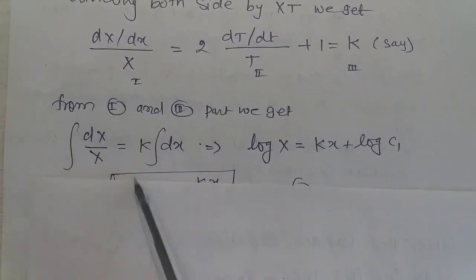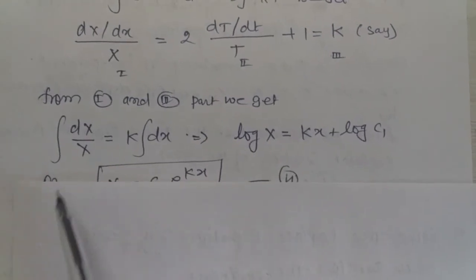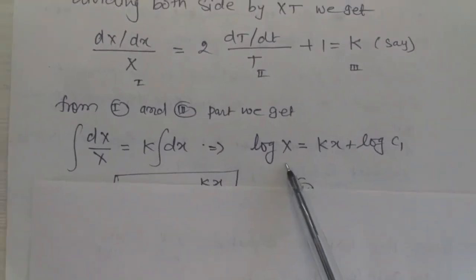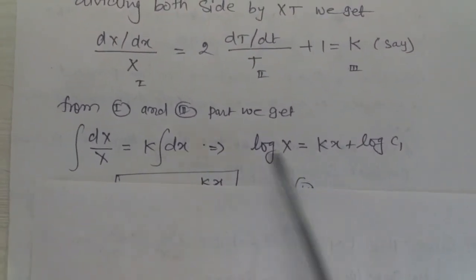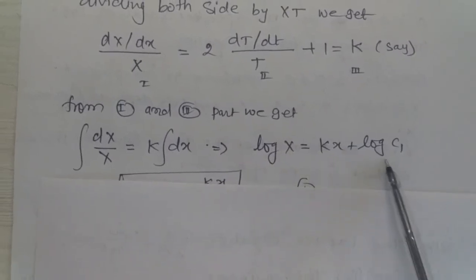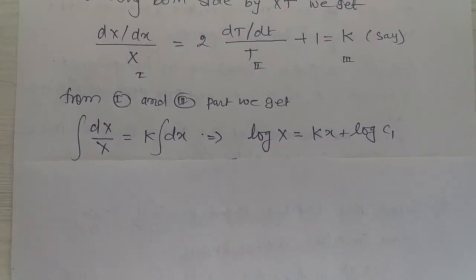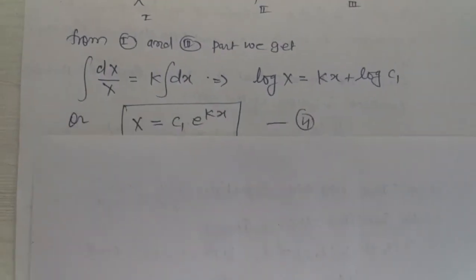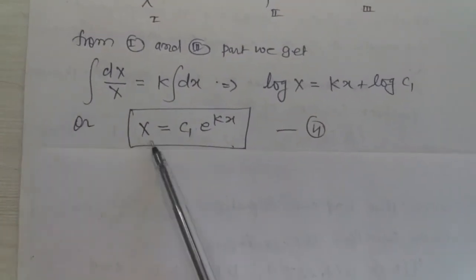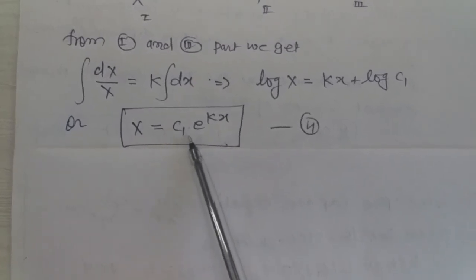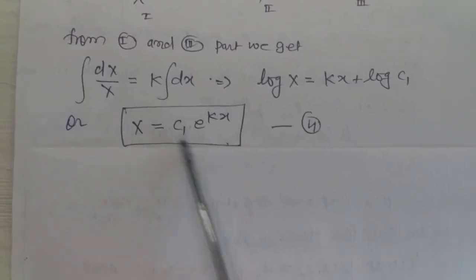So now we integrate this, we get log X equal to kx plus constant of integration log c1. Apply the property of log, we get X is equal to c1 e raised to kx.